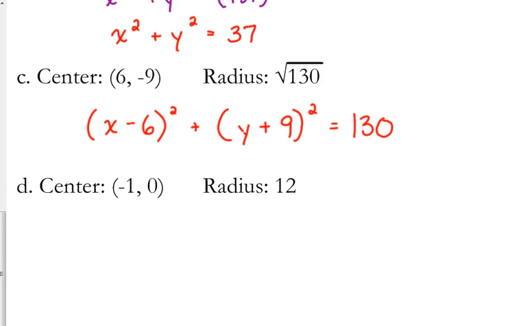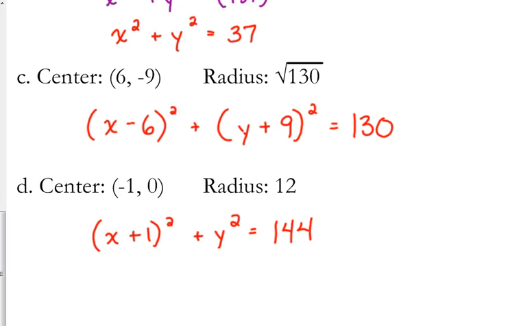Sometimes your circle may be centered on an axis. For example, here in D, this is on the x-axis, and I know that because its y-coordinate is 0, so that means it's sitting on the x-axis. So this would be x plus 1 squared plus y squared, because y minus 0 is y, is equal to 144, 12 squared. So you can kind of have every combination of these. It doesn't have to be x squared plus y squared. You don't have to have something subtracted or added from both x and y.